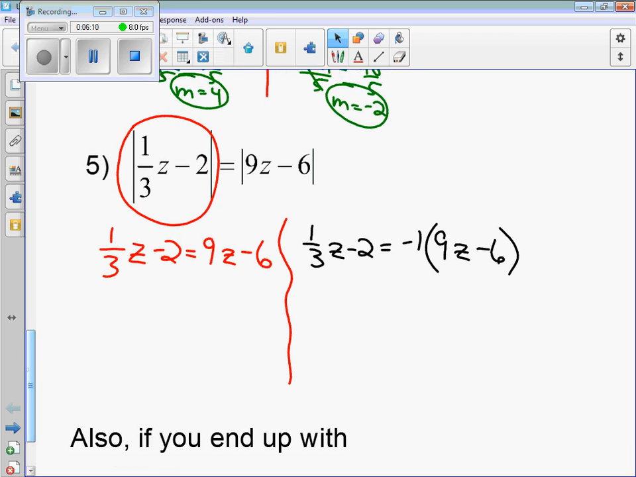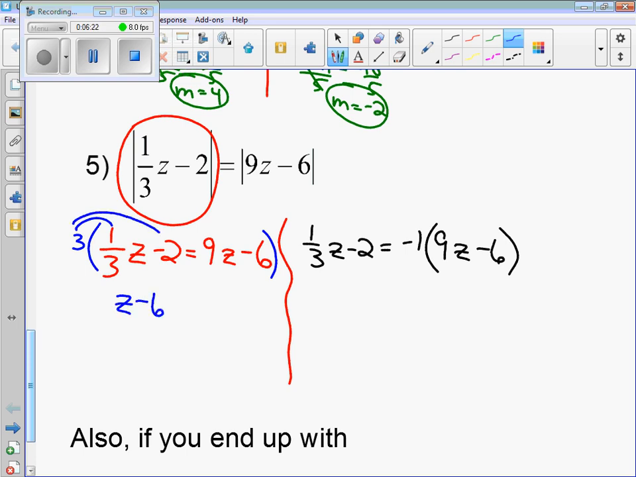I don't like fractions, so I'm going to get rid of the fractions right away. So I'm going to multiply everything by 3. By doing this, we'll get z - 6 equals 27z - 18. Now I've got rid of the fractions. Now I can get like terms together.